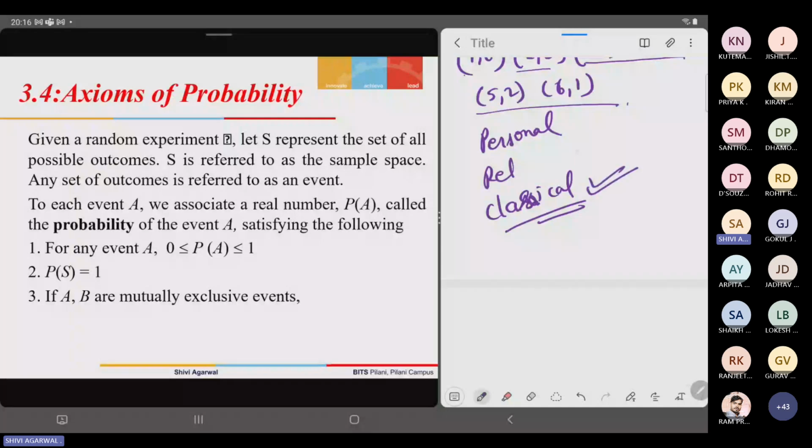What is the demerit of the classical? It should be equally likely. If it is not equally likely, then what do we do? We have to go for the axiomatic approach. So the fourth approach to calculate probability is axiomatic, based only on the axioms of probability. If they are not equally likely, it means we are taking a not fair dice, not a fair coin.